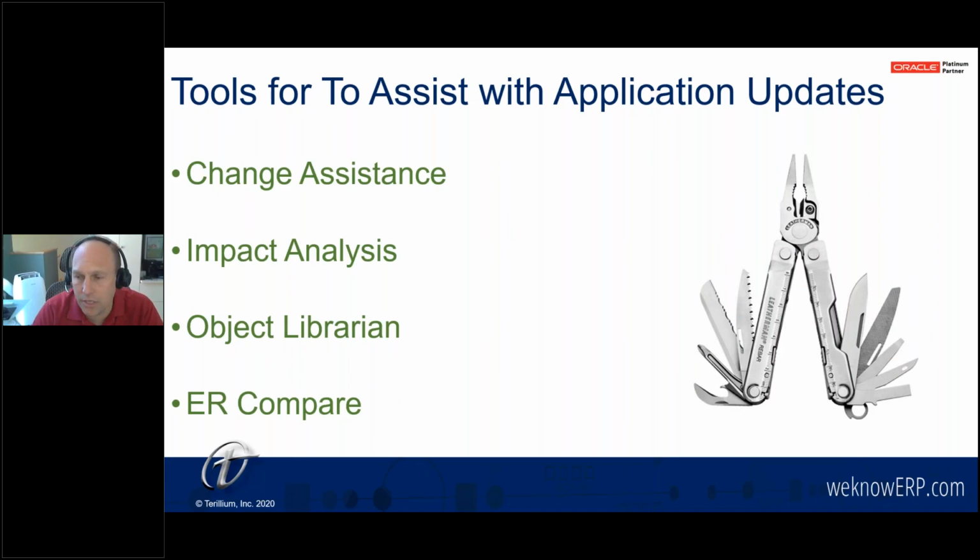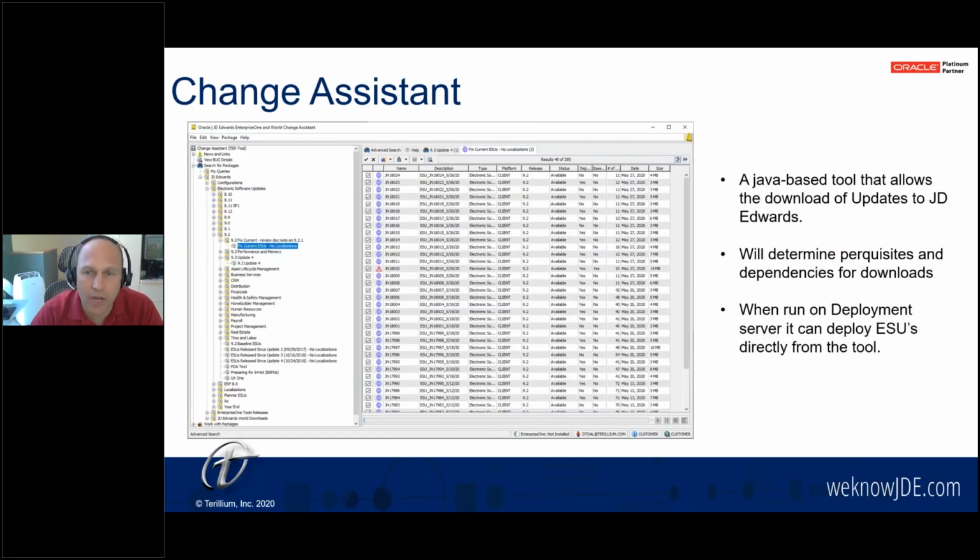The first one is Change Assistant. Change Assistant is a Java-based tool that you can load, normally on the deployment server. It lets you easily search, scan, and find ESUs and other downloads that you may want for your system. You can see on my screenshot here that I have a fixed current that you can review, and it shows you all the ESUs that you've got to get fixed current with 9.2. This allows a quick and easy way to download and start preparing your code current.